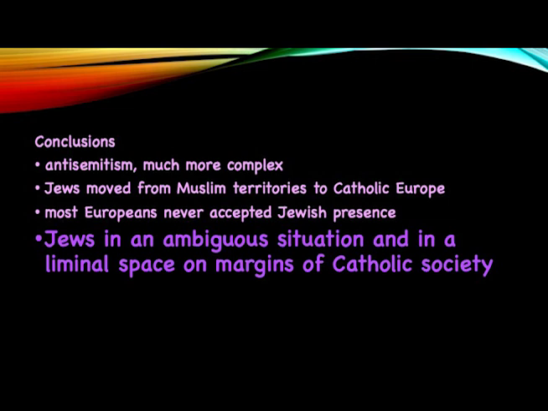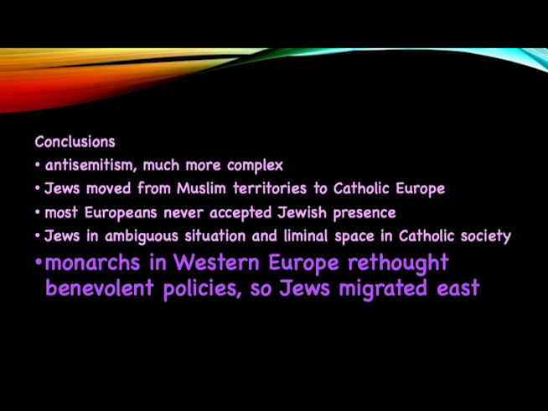Because of the contrasting views between monarchs and the rest of the population, European Jews found themselves in an ambiguous situation and in a liminal space on the margins of Catholic society. As more and more monarchs in Western Europe began rethinking their benevolent policy towards Jews, they revoked privileges and expelled Jews. Thus Jews began migrating from Western Europe to Eastern Europe, shifting the population again, this time of Jews eastward to Poland and Russia.